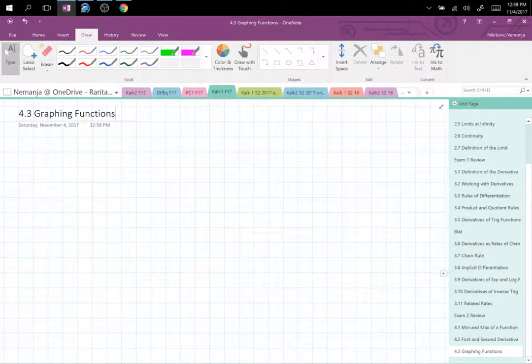Hello and welcome back to Calculus 1, section 4.3, graphing functions by hand. So we have technology, we have calculators, and we have Mathematica and other software, right? You use Desmos and Symbolab, whatever you use. We can actually do all of this manually. It just takes a long time to do it, but we can.